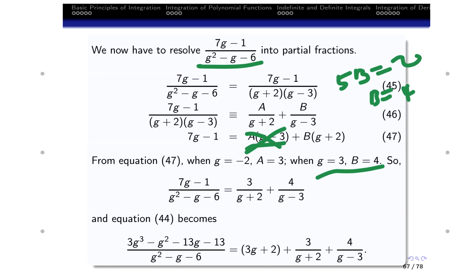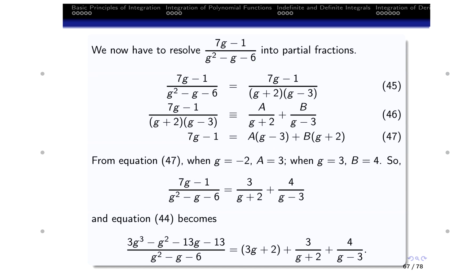So finally, you can bring together the whole expression. So you have 3g cubed minus g squared minus 13g minus 13 over g squared minus g minus 6. So you have 3g plus 2, then 3 over g plus 2 plus 4 over g minus 3. So now you have these things well simplified, and then you can integrate these now instead of integrating this complicated stuff. So let's see how we integrate all that.